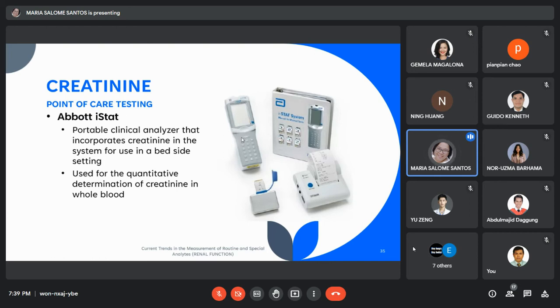So for point of care testing, this is available, but not widely used. It is a portable clinical analyzer that incorporates creatinine in the system for use in a bedside setting. It is used for quantitative determination of creatinine in whole blood.